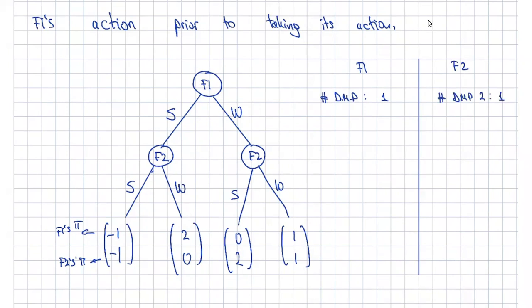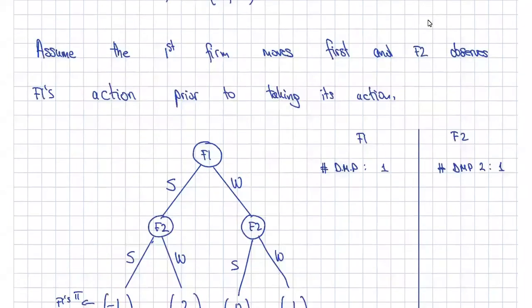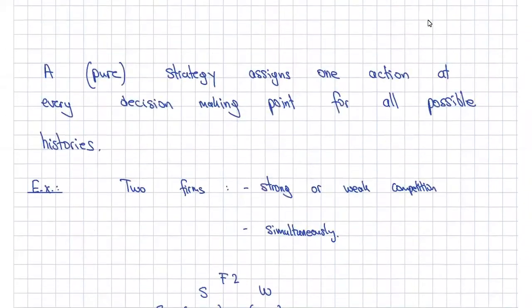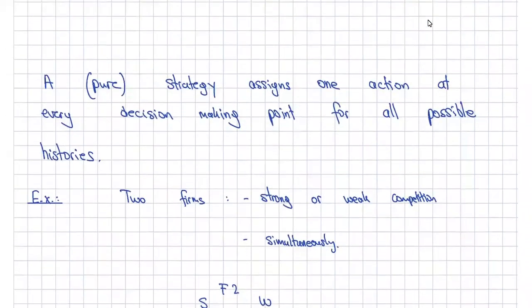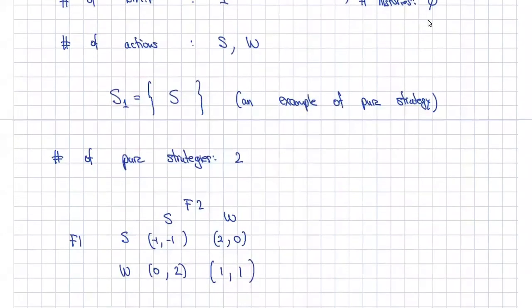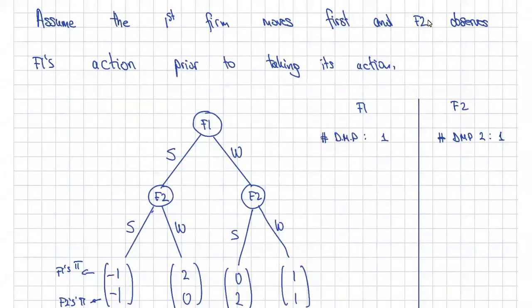Now let's ask a different question. Remember what the pure strategy is. It needs to assign an action at every decision-making point, but for all possible histories. So we need to ask the question, in this particular decision-making point here, what's the number of histories? Well, in this case, the empty set is 1. Player 1 is just starting the game. There are no previous actions available.